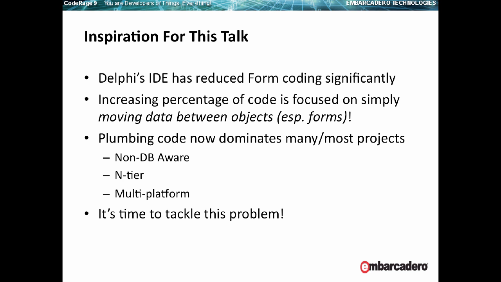So what inspired me for this talk is Delphi. I mean, Delphi's IDE has reduced form coding significantly, the amount of coding you have to use to create forms. But over the years, I've noticed that the percentage of code that's focused simply on moving data between objects, in and out of objects and forms, seems to be growing considerably. And this is what I call plumbing code. And I've found that plumbing code now dominates many, if not most, of the projects I work on, especially if they're not database aware, if they're N-tier or multi-platform. It's time to tackle the problem.